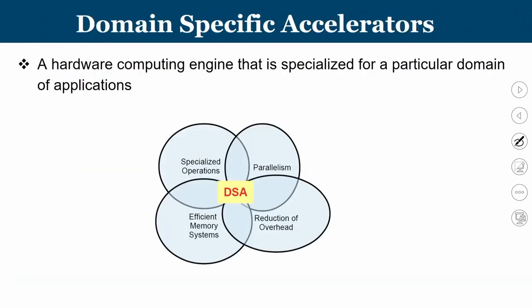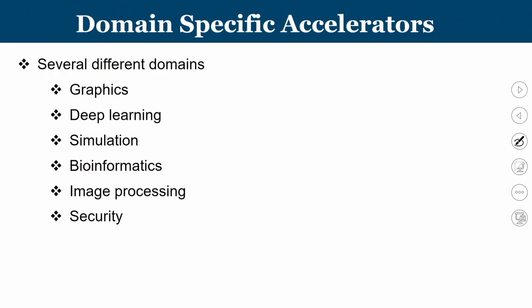So, a hardware computing engine that is specialized for a particular domain of application is known as domain specific accelerators. It is basically meant for specialized operation, which has plenty of parallelism in it, and we use an efficient memory system, and overall it will reduce the overhead. Together we call it DSA or domain specific accelerators, and in some cases we will call it domain specific architectures.